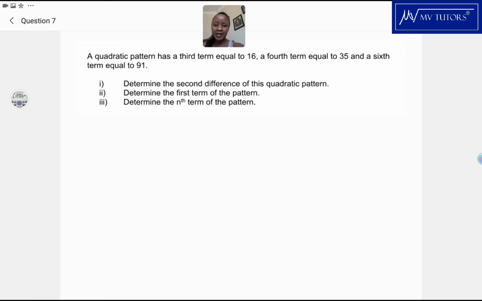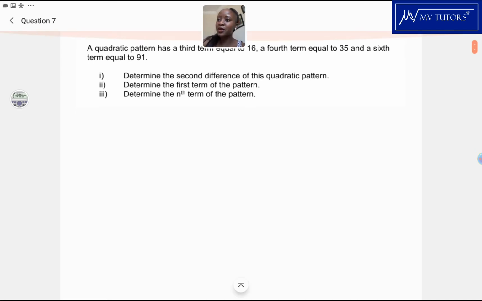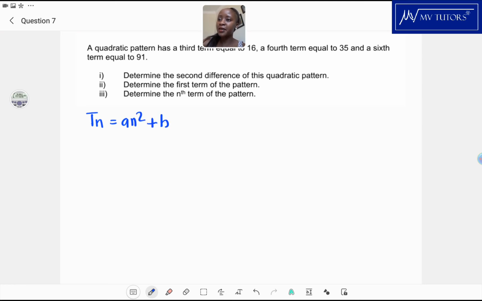If they're asking for the second difference, remember with the quadratic pattern, you have your pattern, and then you have the first difference, and then the second difference. And the second difference is the same. It's basically equal. If you remember the diagram, it is actually 2a. Okay, this is the diagram I'm talking about. So we know that our general term formula is an squared plus bn plus c.